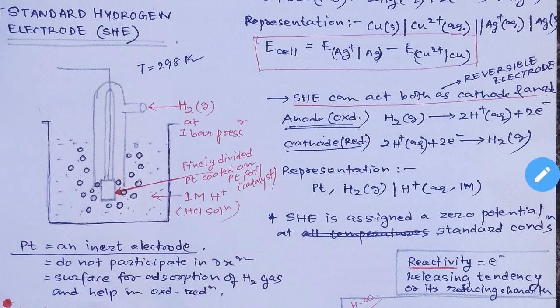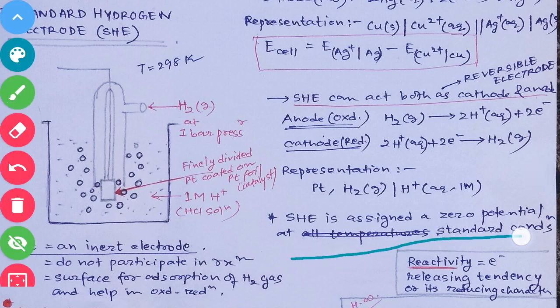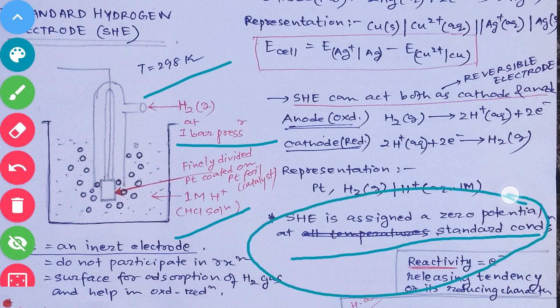So this was all about the functioning of the standard hydrogen electrode, and already I have said that the standard hydrogen electrode is assigned a zero electrode potential at standard conditions. Standard conditions you have seen: 298 Kelvin, 1 molar concentration, and 1 bar pressure. So the standard hydrogen electrode is given a potential of 0. Always, by definition only, it is kept at 0 volt. So this point is very very important.